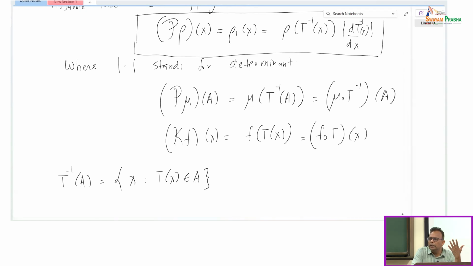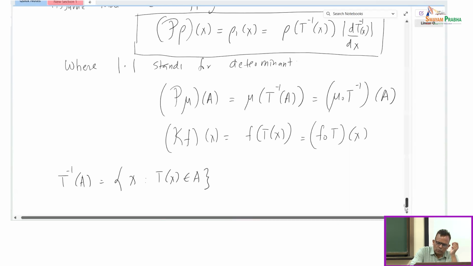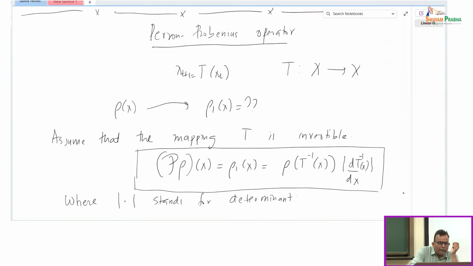So for this, T doesn't have to be invertible with this definition, because it's defined in the set theoretic sense. It is not defined in a pointwise sense. That's why when T is invertible, you can define the action of the Perron-Frobenius on functions. But when T is not invertible, you define the action of the Perron-Frobenius on the measures, which are set valued functions. And of course, there's a connection between the functions and the measures.